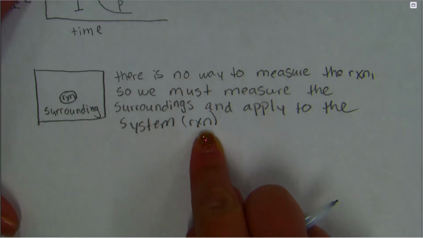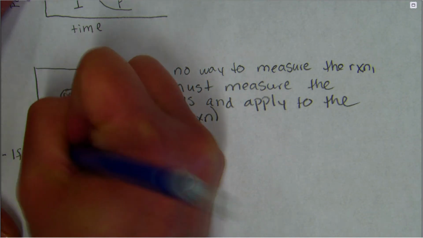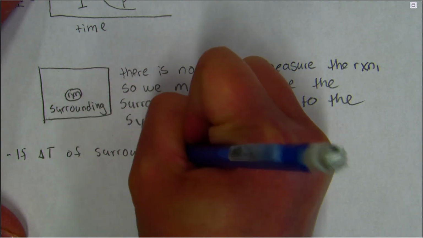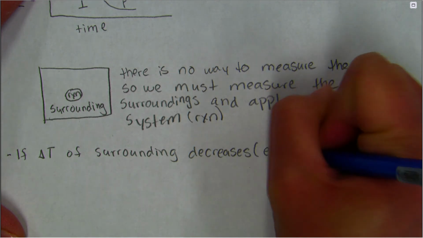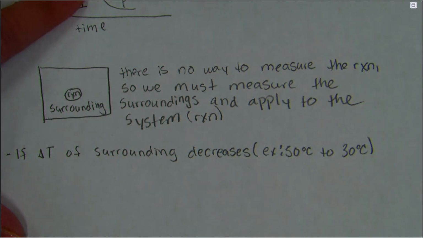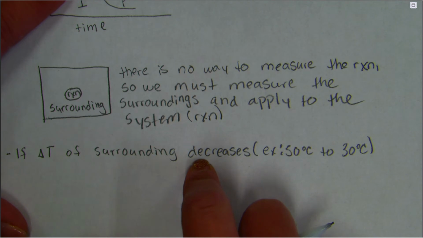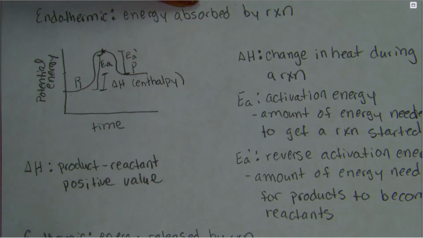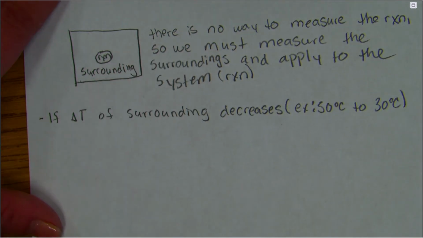All right, so let's think about this. If delta T of the surrounding decreases, so I measure the change in temperature and I see a decrease, for example, maybe it went from 50 degrees Celsius down to 30 degrees Celsius. So the surrounding has seen a decrease in temperature. That means the surrounding has lost heat. Why did the surrounding lose heat? Because the reaction absorbed heat. So the reaction took heat away from the surrounding, making the reaction itself endothermic.